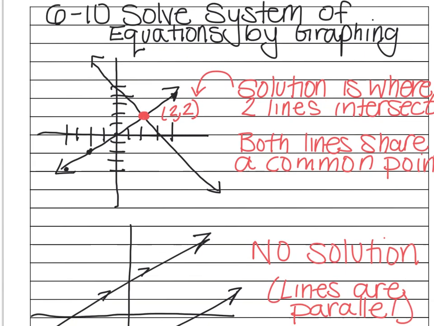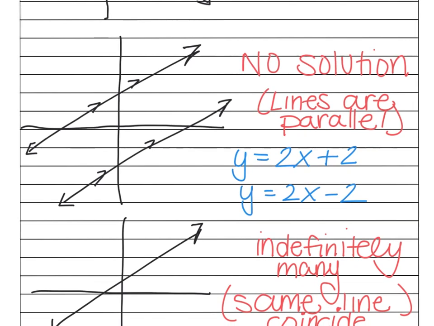Another possibility is to have two lines, but in this case, you would graph them and you would notice that the lines are parallel, so they do not intersect. For example, you could have y equals 2x plus 2 and y equals 2x minus 2. If you notice, their slopes are the same. However, they have different b's, which makes them different lines, but the same slope, making them parallel. So this would be no solution for the system.